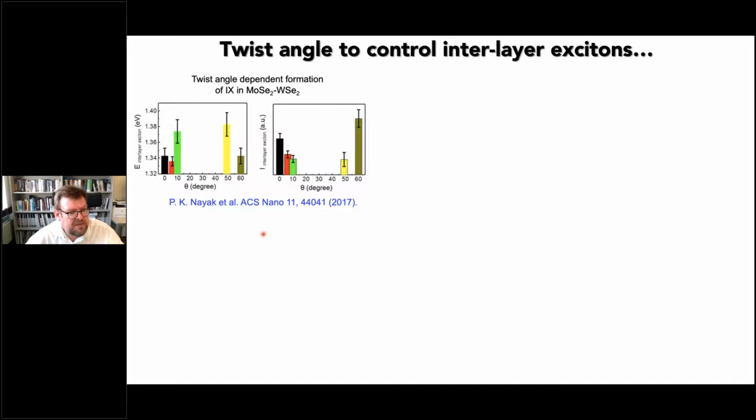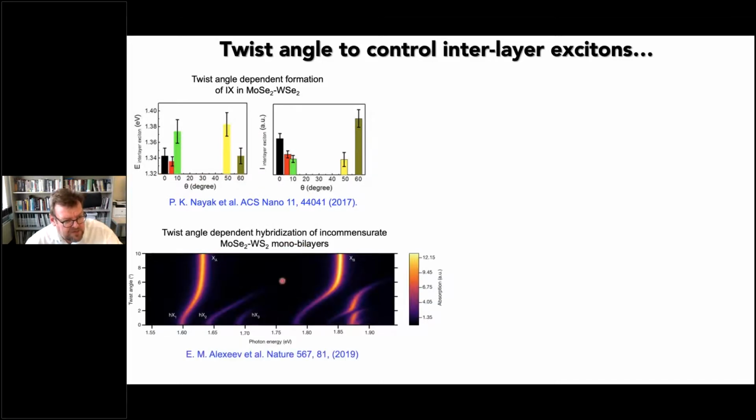Maybe just to show you some other beautiful work, people have also seen the energy and the intensity of interlayer excitons depends a lot on the mutual twist angle. There you see work from Sasha Tartakovsky's group in Sheffield, where you see that as you change the angle, you change the energy of the exciton because they start to interact whenever the atom sites are sitting on top of each other.